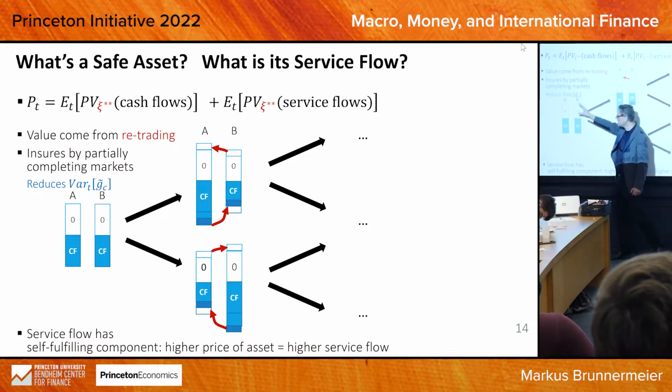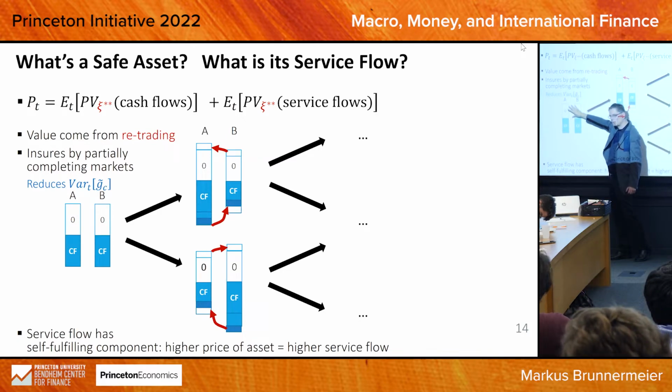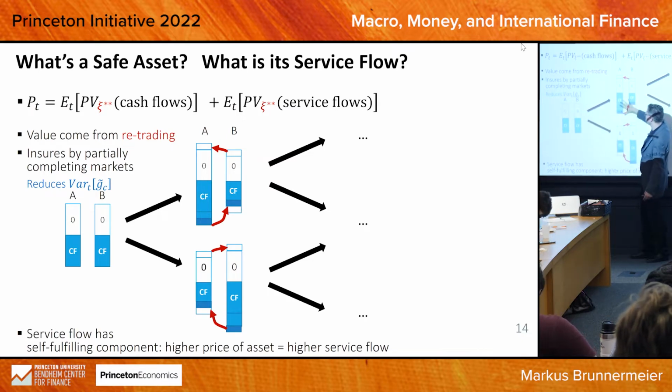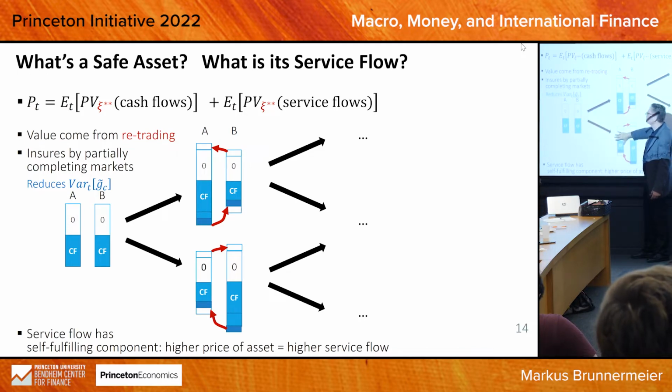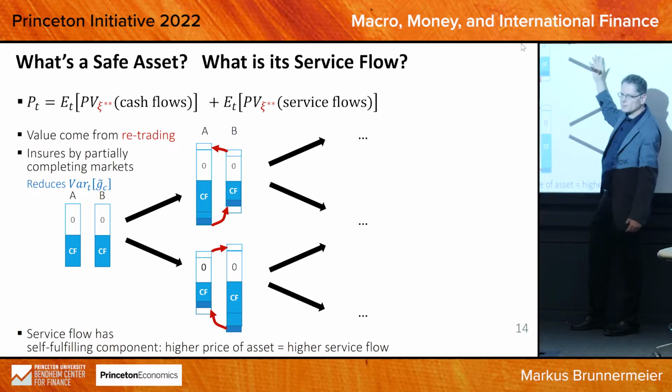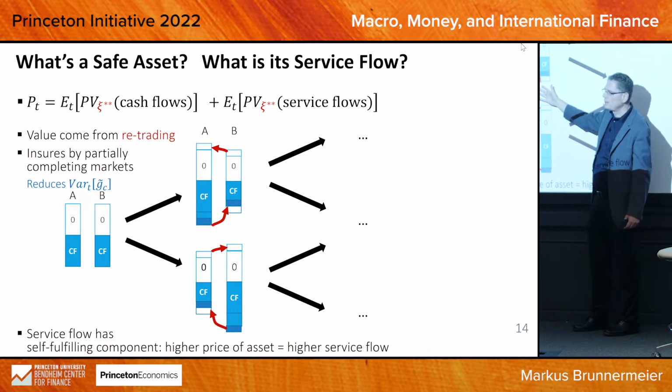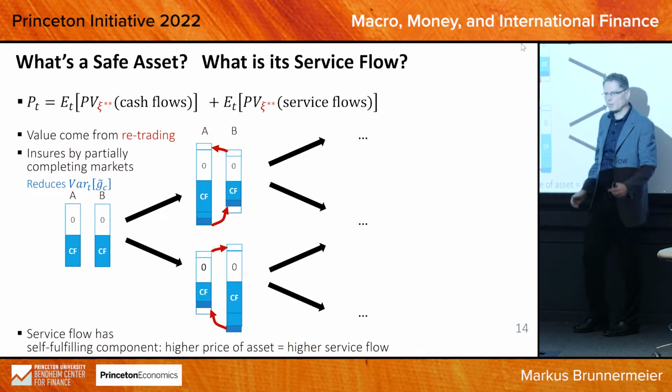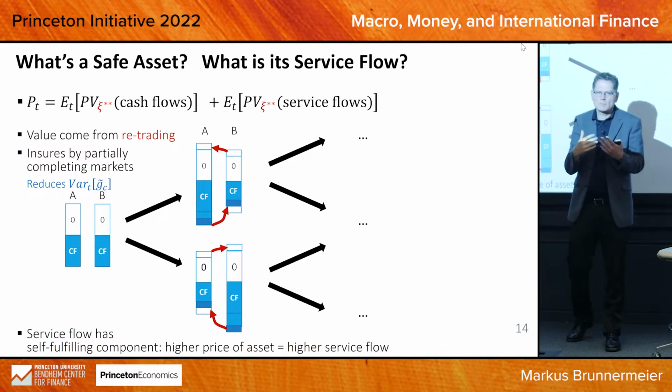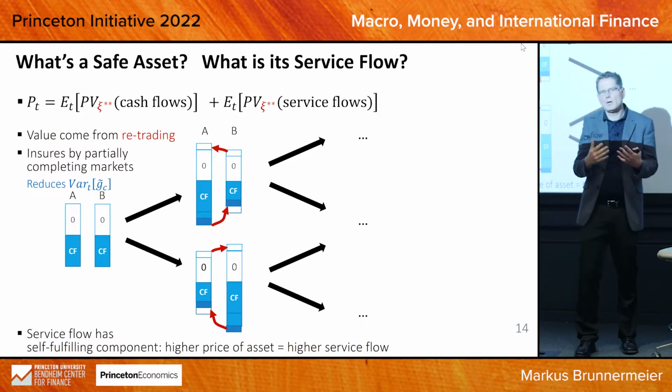So ex ante, they say, I'm willing to hold this safe asset for precautionary reasons, even though it doesn't pay any cash flows, because it allows us to retrade. We trade in one direction if the world goes up, and another direction when the world goes down, such that, from an ex ante perspective, we can be partially insured. Then the world goes up and down, and up, so it's always useful to have that. And that's where the service flow is coming from. It comes from the retrading. It comes from the fact that you can partially complete the market.